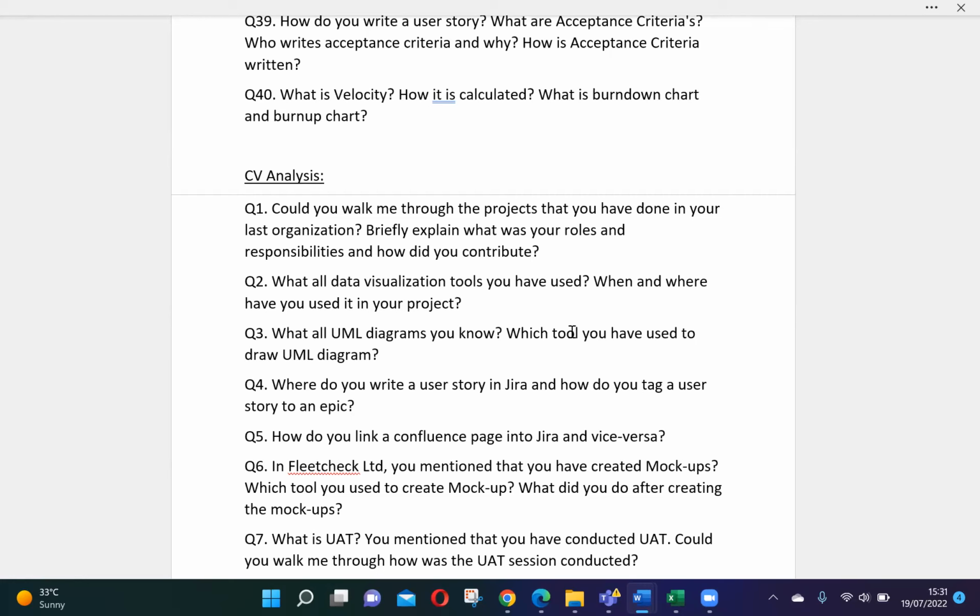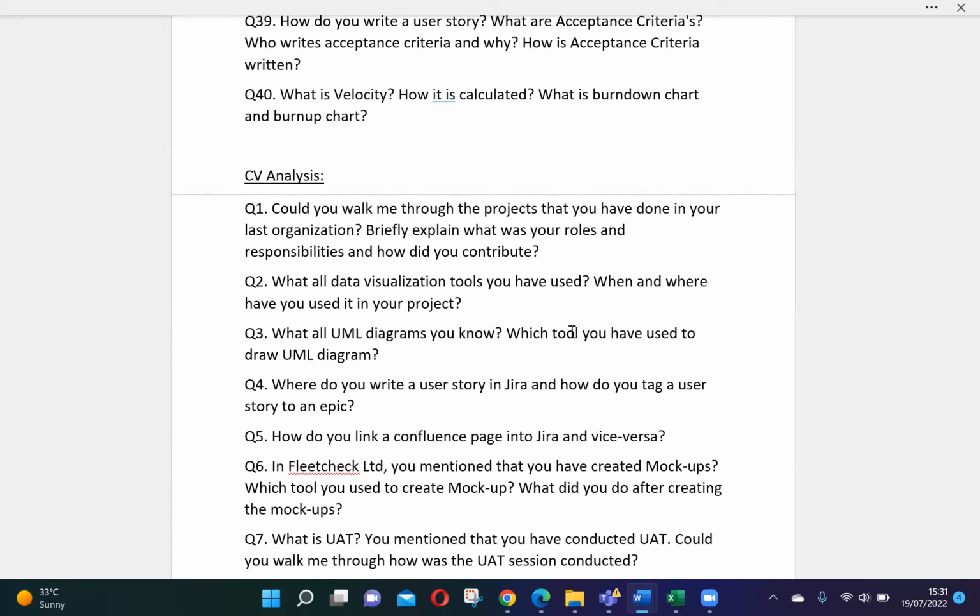Suppose you started with 10 features, and you completed 5. So how many are remaining? 5 are remaining, so the chart will come down. It started with 10, at the top, then it came down, because you are completing it, so it shows how much task is left in the project. So that is the burn down chart.